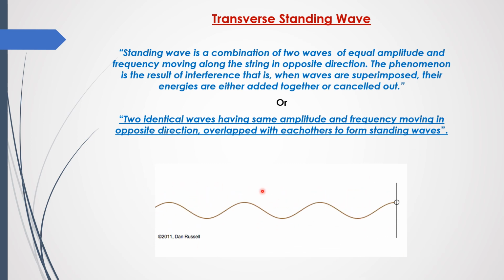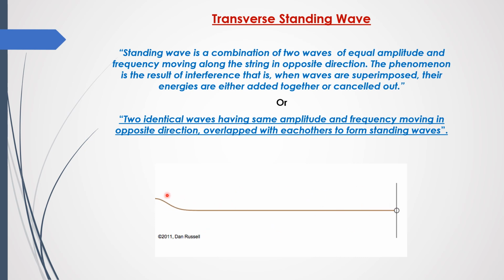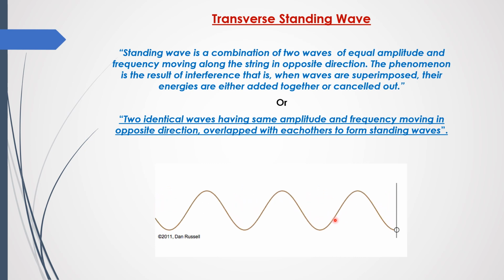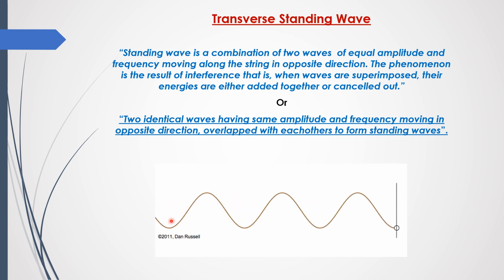So here is a diagram in which we have a string, and the wave is propagating through the material medium, which is a string, and one end of the string is fixed while the other end is free. So when the wave is traveling, this is an incident wave, and when it strikes this end, it will bounce back. So it will become a reflecting wave, and when these two waves overlap, either their energies are added or cancel out.